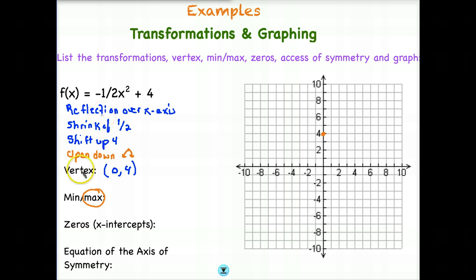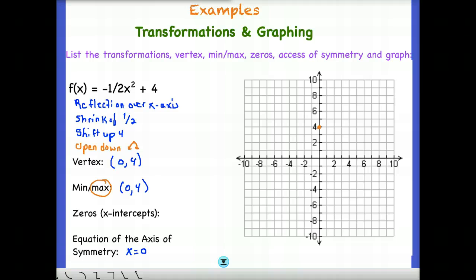And remember that my minimum or maximum is always going to be my vertex, so that's going to be at (0, 4). I don't know what my x-intercepts are, I'm going to wait on that, but I do know the equation of the axis of symmetry. That's going to be x equals whatever my vertex is, which is 0. And then I can draw that in with a dashed line if I like, which will help graphing purposes. So here is my axis of symmetry, right down the middle.